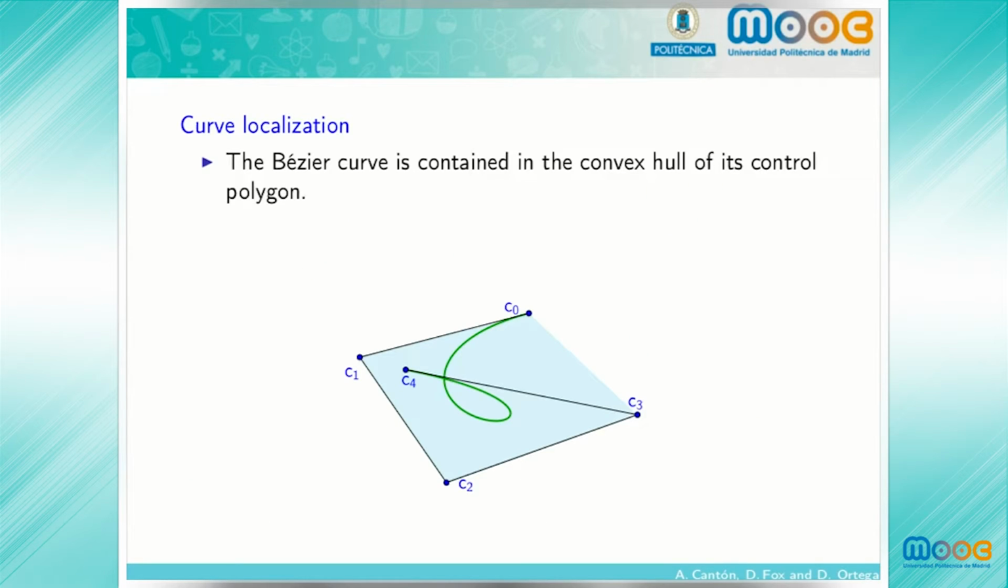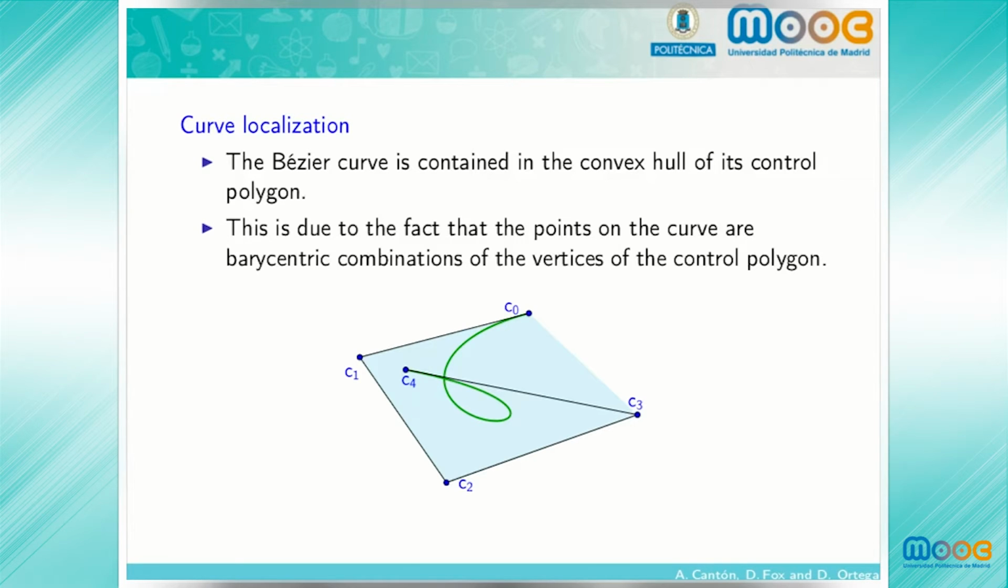Curve localization. The Bezier curve is contained in the convex hull of its control polygon. So here we see a Bezier curve of degree 4, and this is the convex hull of the control polygon of the curve. This is due to the fact that the points on the curve are barycentric combinations of the vertices of the control polygon.